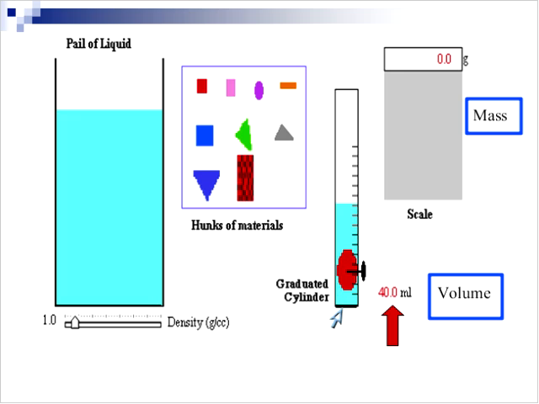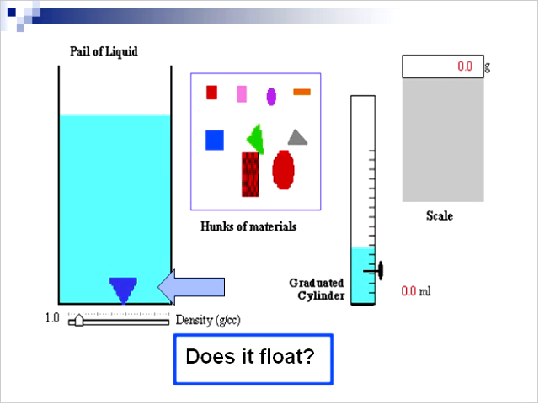Then you would click and drag it and put it in the pail of liquid. I didn't want to do all of the red oval for you, so I grabbed another one. You put it in, and I have a question on the lab worksheet: does it float? You would either say yes, it floats, or no, it does not. And again, make sure this is on 1.